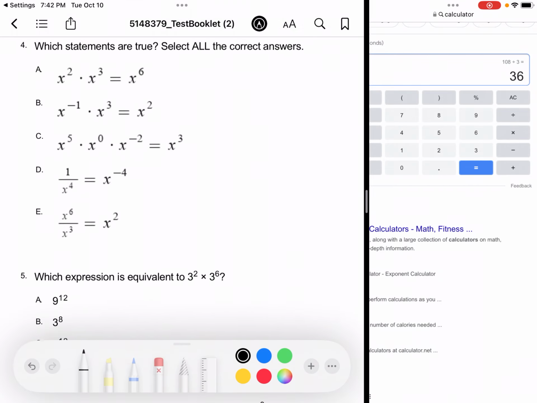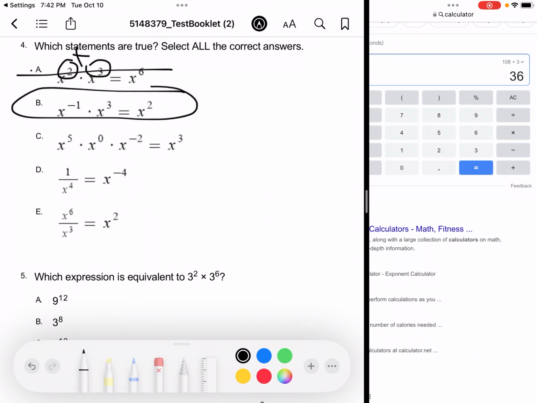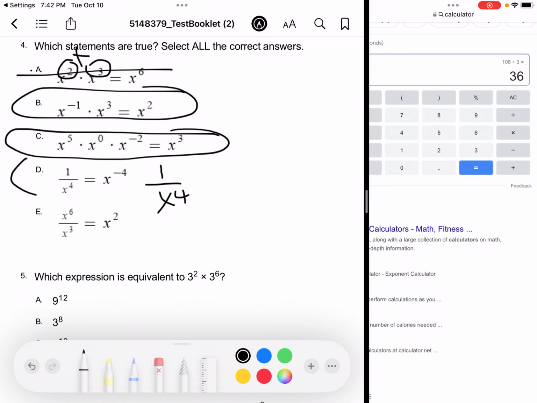They wanted you to select all the correct answers. 2 plus 3 is not 6. Okay, negative 1 plus 3 is 2. 5 plus negative 2 is 3. The negative exponent is actually going to push it into the denominator. 6 minus 3 is not 2.